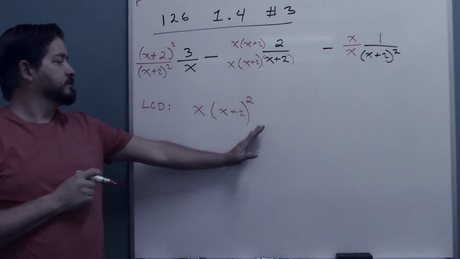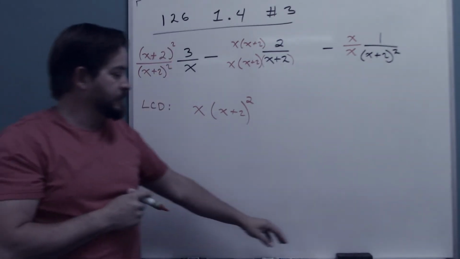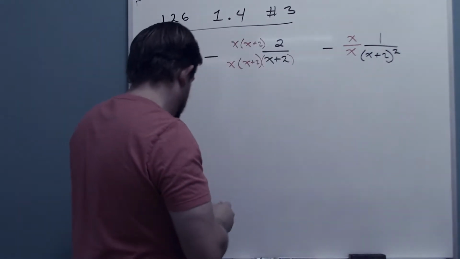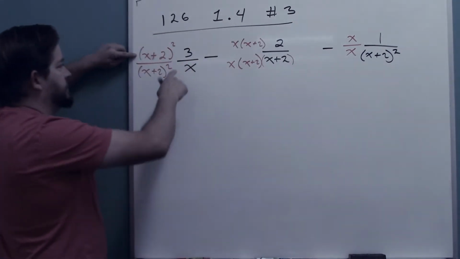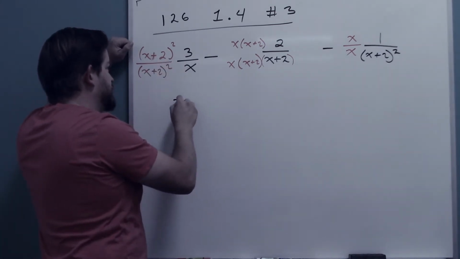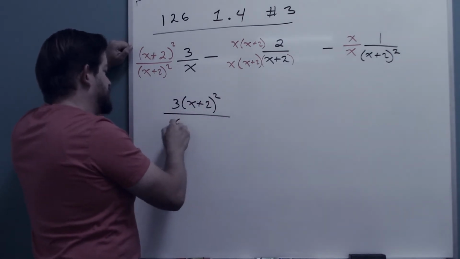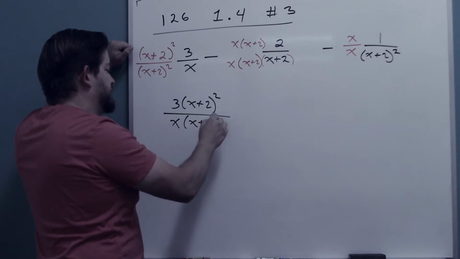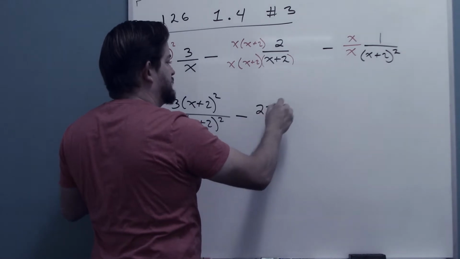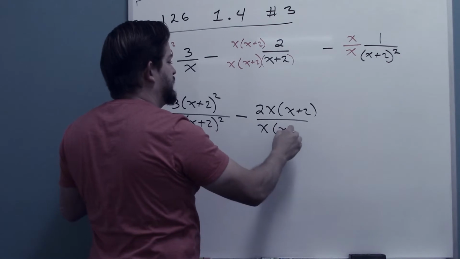I'm going to get rid of this. We know what our LCD is. My denominator should all look like this now. But I'm going to clean this up just a little bit. I'll go step by step through this one. Because essentially what I'm saying then is that I have 3 multiplied by x plus 2 squared in the numerator of this fraction over that x times x plus 2 squared minus 2x times x plus 2 over that x times x plus 2 squared.